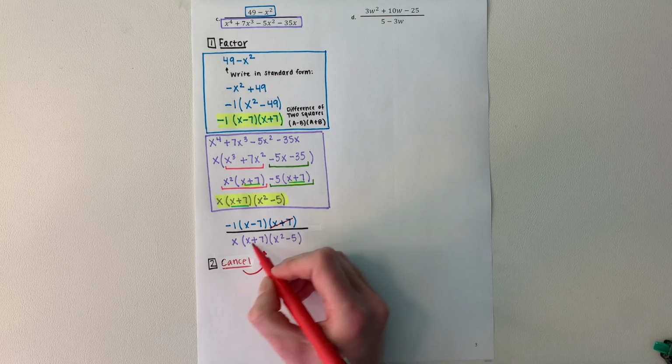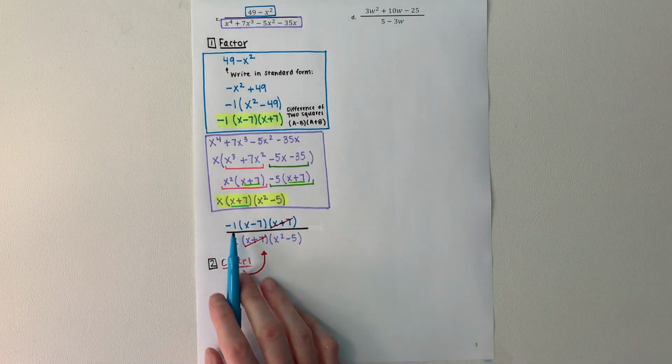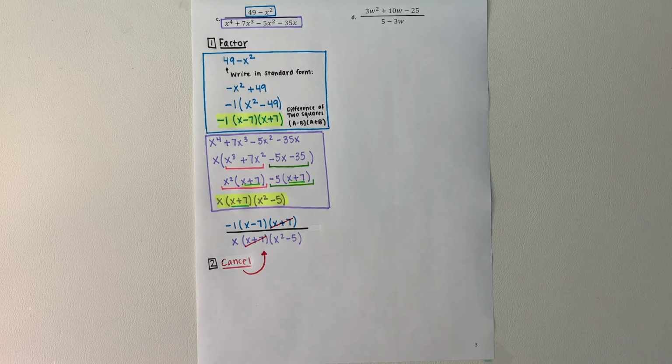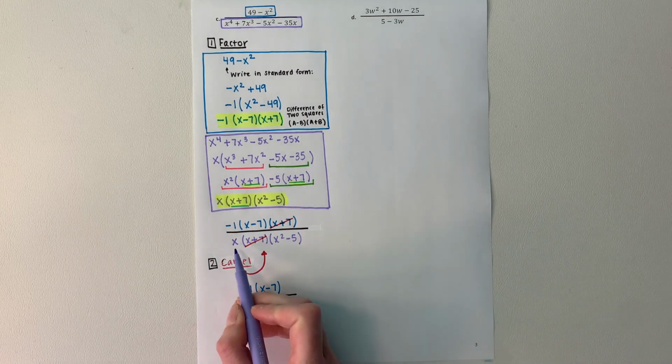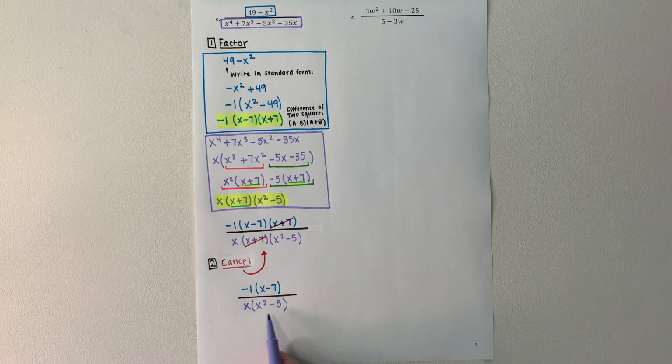So let's cancel x plus 7. Now let's write our final answer. In the numerator, we're left with negative 1 times x minus 7. So I've written that here. And in the denominator, we're left with x times x squared minus 5. So I've written that in the denominator here.